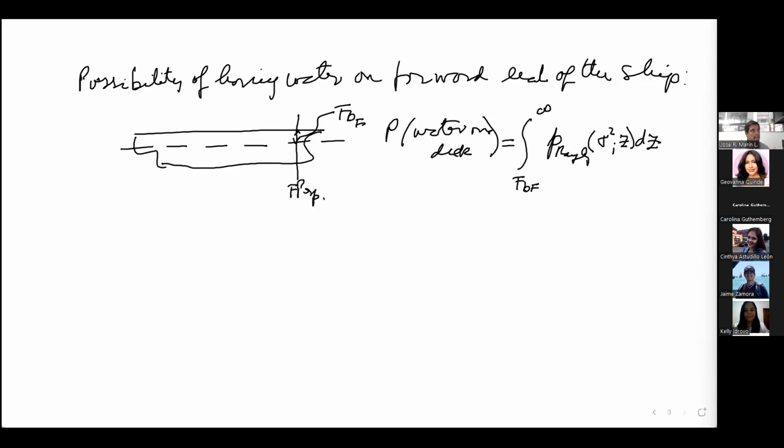Okay. Another thing that we could also do is calculate the probability that we have the propeller out of the water. It's what we call propeller racing. Okay. And we can do something similar. The probability that the propeller races.